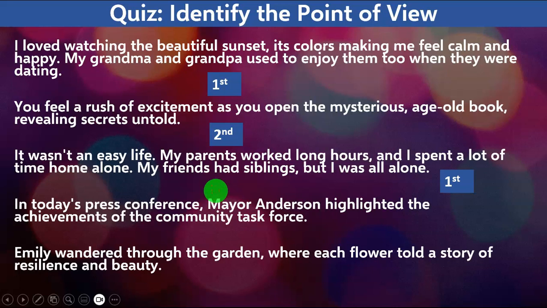Number 3, it wasn't an easy life. This is again in the first person. Number 4, in today's press conference, this is in the third person. Mayor Anderson highlighted the achievements of the community, because you're talking of someone else. Emily wandered through the garden where each flower told a story of resilience and beauty. This is in the third person.